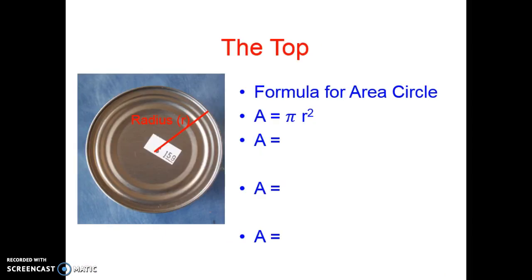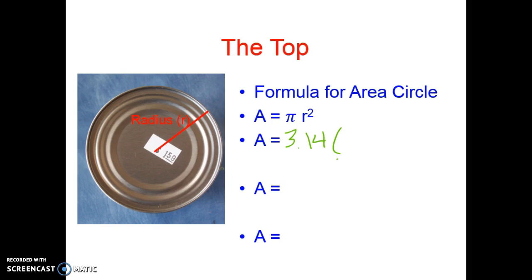First of all, we have the top. So the formula for the area of a circle is simply area is equal to pi r squared. And remember, pi is that magic mathematical constant. So let's plug in what we know and then chug out the answer. So do we know what pi is? Yes, we do. It is 3.14.